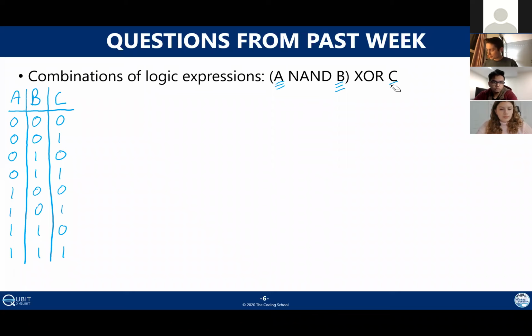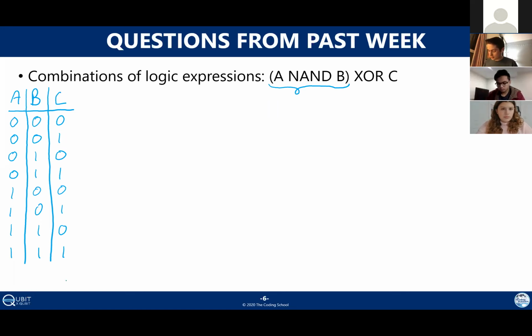So now that I've got my truth table set up, the way to tackle these problems is very similar to how you would tackle a regular algebra problem. For example, if I had something like 4 plus 2 times 6, what I would do in normal algebra is always start inside the brackets. You would figure out what's inside the brackets first, and then figure out what the entire expression evaluates to. For a logic gate, we're going to do the same thing. We're going to figure out what's inside the brackets first. That's going to be A NAND B.